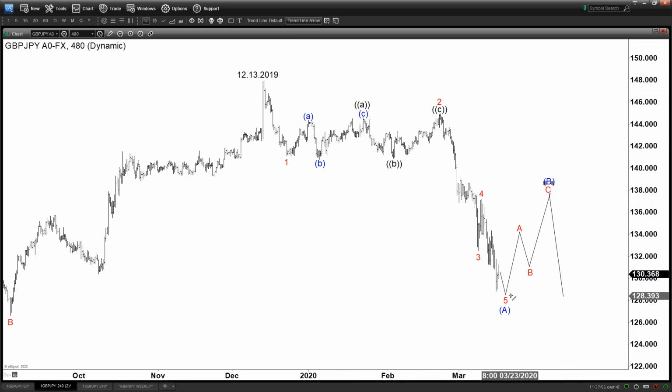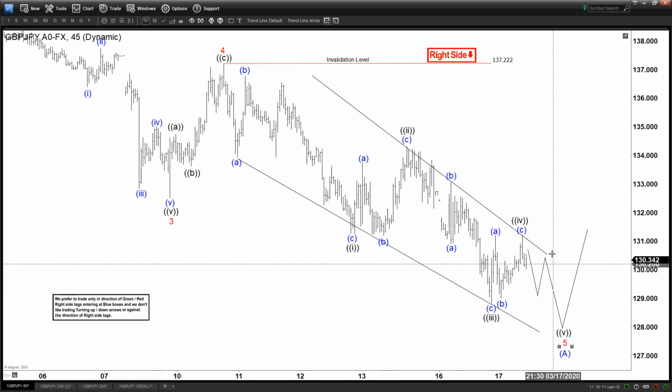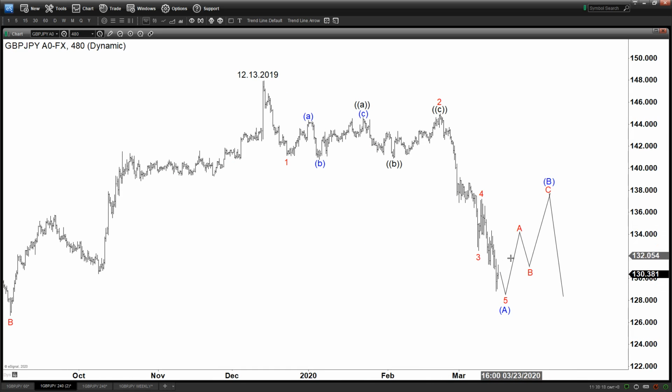Now the correction doesn't need to be this big, by the way. It can always be more shallow than this, and then turn lower again. But I think at this point the cycle is quite mature right now, even though another leg lower is still expected. So chasing the downside may not necessarily be a good idea either.